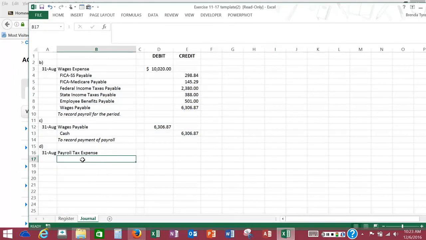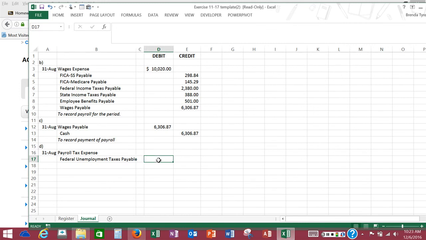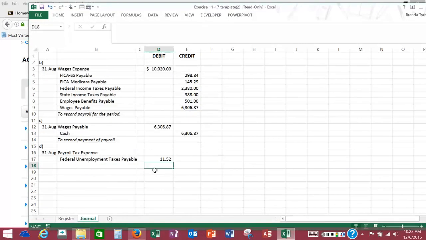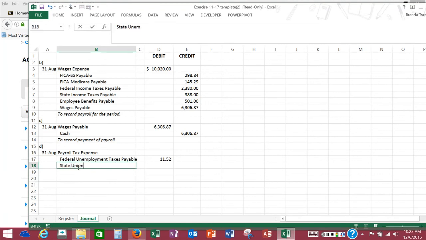So we've got federal unemployment taxes payable, and that number we'll pick up over here from our register. The FUTA is the top one, so we'll grab the 1152. We've got state unemployment taxes payable.